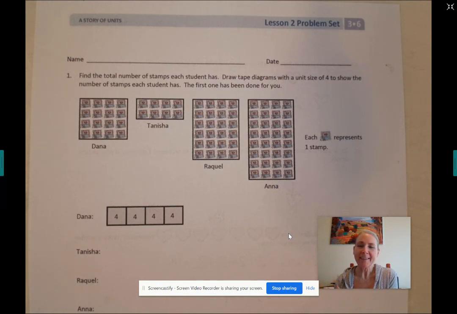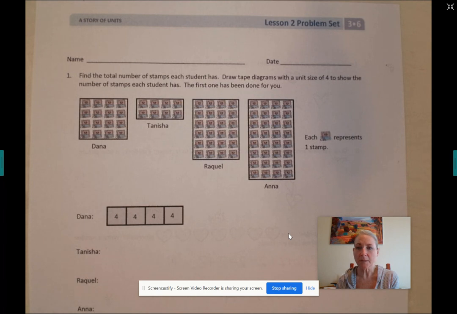So we're going to be doing lesson 2 problem set for module 6, and we're continuing our work on different types of graph and data. So number 1 says, find the total number of stamps each student has. Draw tape diagrams with a unit size of 4 to show the number of stamps each student has. The first one has been done for you.